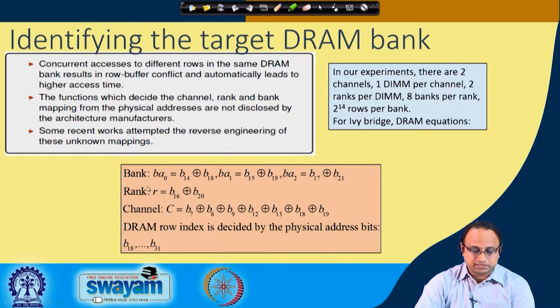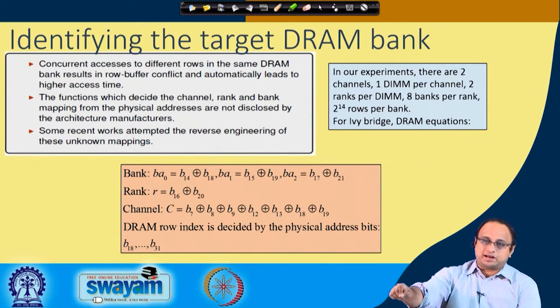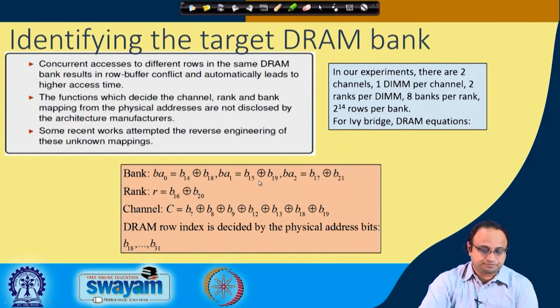In particular, you see that this is the corresponding way of getting the bank number. In our experiment, there are 2 channels, 1 DIMM per channel, 2 ranks per DIMM, and 8 banks per rank. We finally want to get to the bank, and since there are 8 banks, you can observe that the number of bits for the banks is 3: BA0, BA1 and BA2. Therefore, if you know the physical address, you can calculate the values of BA0, BA1 and BA2, and so the corresponding bank numbers for those physical addresses.